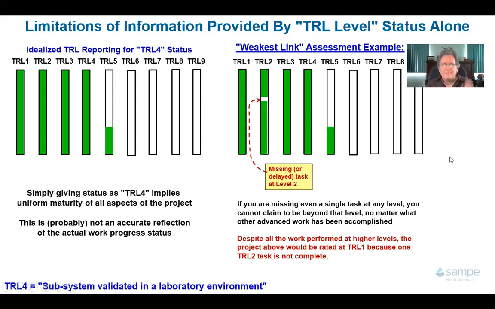Well, per the official protocol, they call it the weakest link assessment. I would have to say that this project is at TRL 1 because I haven't done everything on TRL 2 yet. And so for the lack of this one task, this project gets reported as a 1, whereas this project gets reported as a 4. So that's kind of an ambiguity. It's misleading whichever way you report it. And so that was a feature that I wanted to address with my tool. We'll show that.